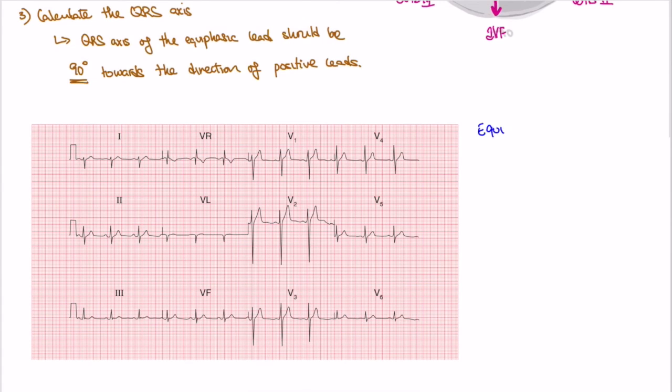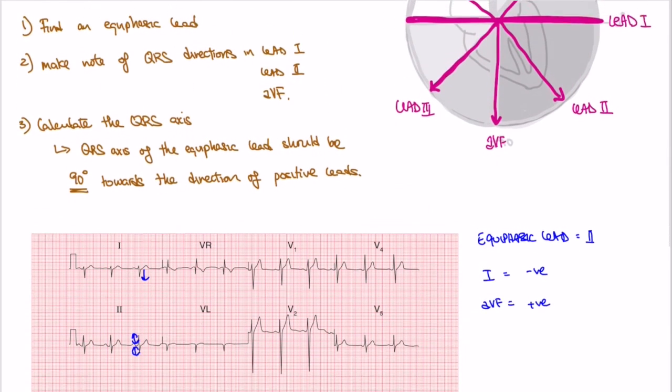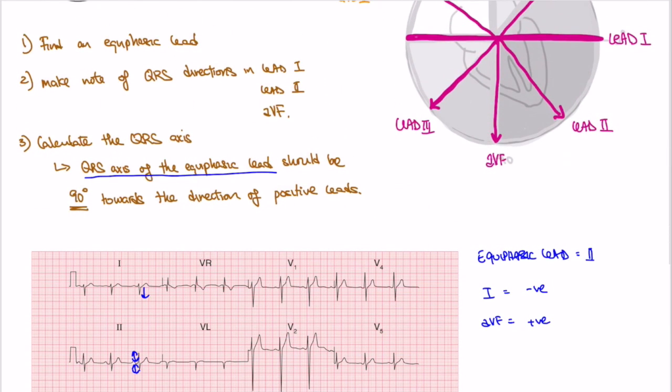In this strip, the first thing we need to find is the equiphasic lead, which in this case is lead 2, as its R and S wave is equal. Next step is to note the deflections of the other leads. Lead 1 is pointing downwards, so it's negative, and AVF is pointing upwards, which is positive. So the final step says that the QRS axis of the equiphasic lead, which in this case is lead 2, should be 90 degrees towards the direction of the positive lead, which is AVF.